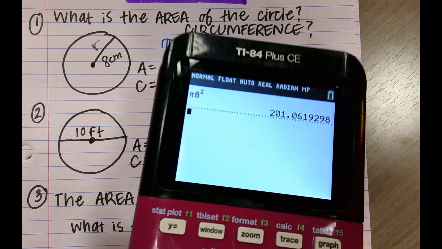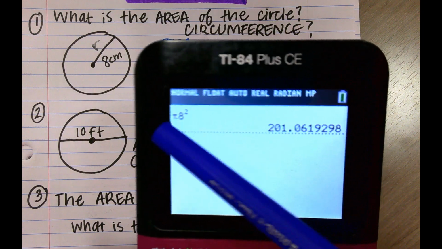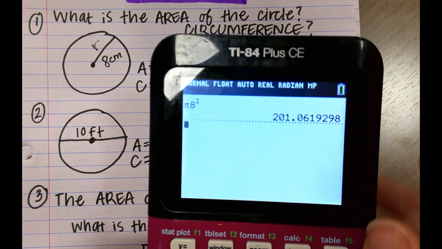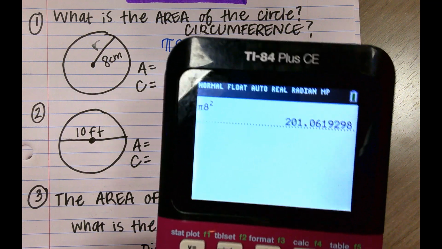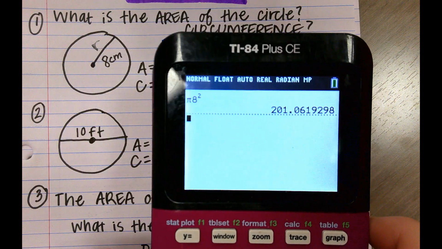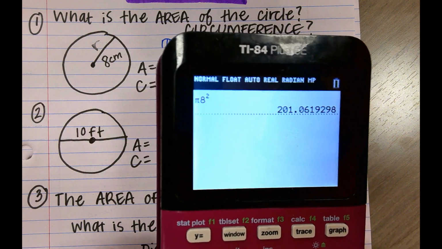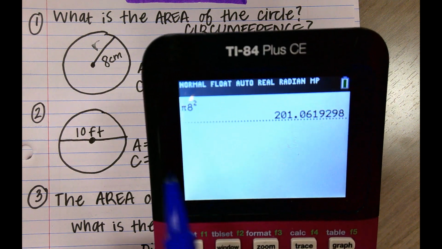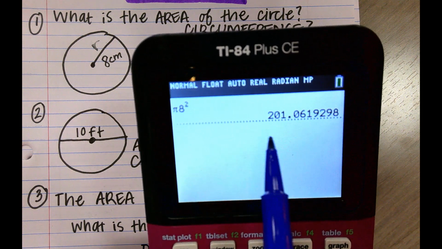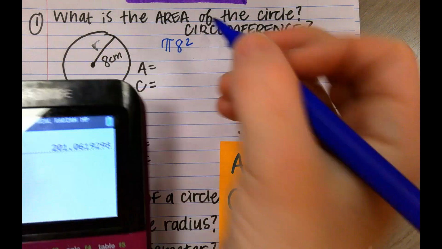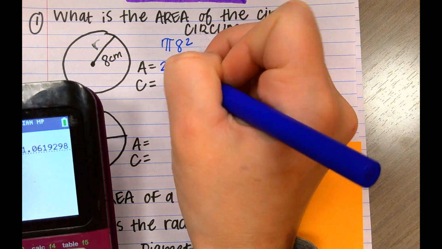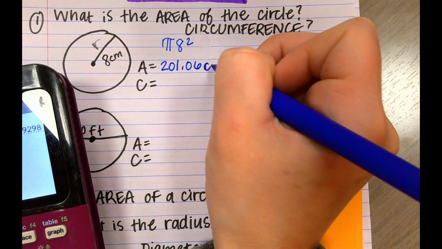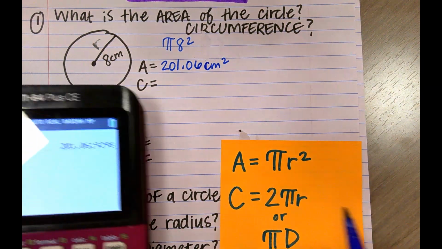Now this is because we're using pi, and we know pi is irrational. This goes on forever and ever. Technically, this is an approximate answer. It will never be perfectly exact. The way to make it perfectly exact is a simple fix. First I'll write approximately 201.06 centimeters squared for the area.